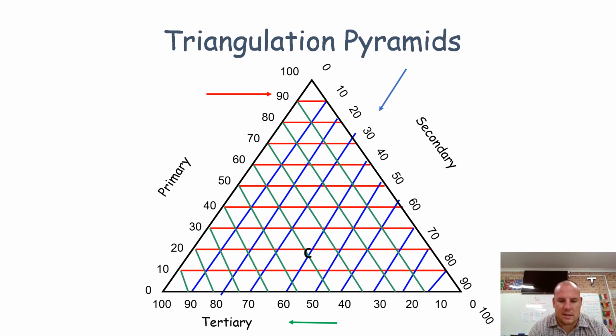Let's have a look at C. So C is here. The primary, looking at the red line, is 20. Our secondary is 40 and our tertiary is 40. Those numbers add up to 100.